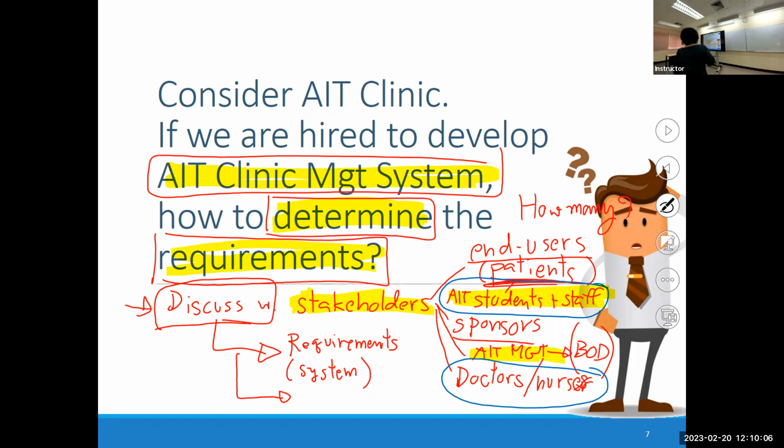Okay, but then how many? Can I just ask one AIT student, one AIT staff, one doctor, one nurse? What do you think? Do you think we will get enough or not? So how about 100? So we do 100 interviews with 100 students.